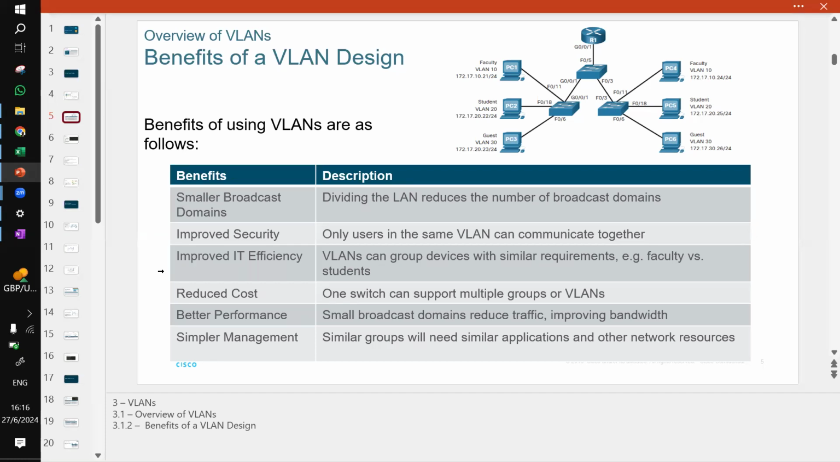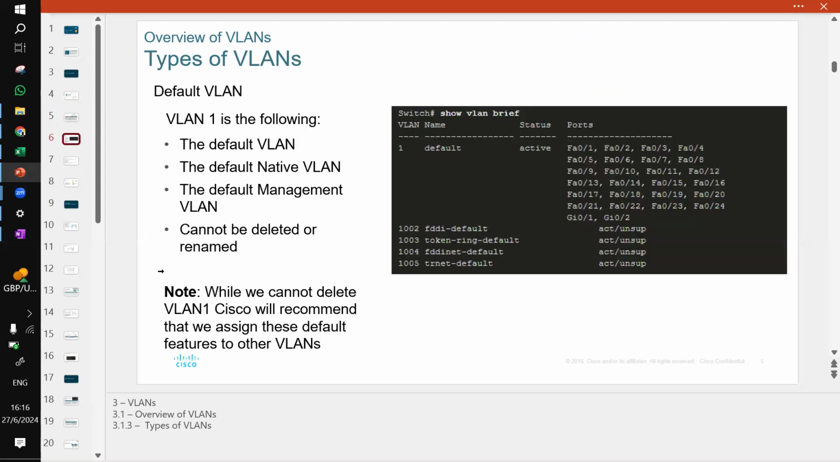Right, that is theory. Blah, blah, blah. Let's go. Types of VLAN: default VLAN. When we started CCNA1 and created a switch virtual interface, we noticed it was interface VLAN 1. Why interface VLAN 1? Because we create the switch virtual interface in the default VLAN.